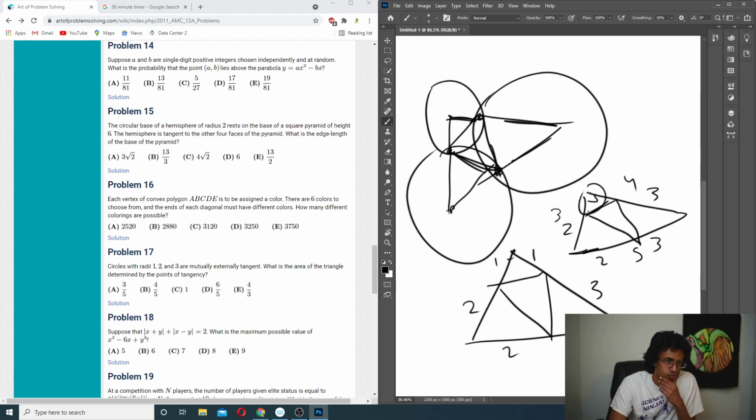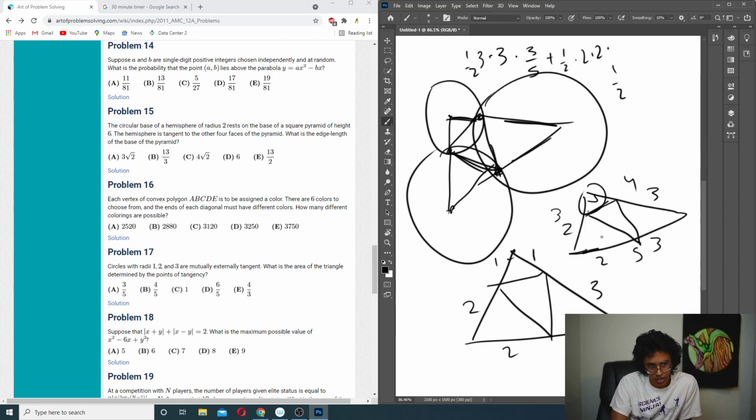So the area of this right triangle is clearly 1/2, right? Because 1 times 1 over 2. The area of this is 3 times 3 times 1/2 times sine of this angle, right? And that is just equal to 3 over 5 times 3 over 5 plus 1/2 times 2 times 2 times sine of this angle, which is 4 over 5 plus 1/2, and that is the area of the outer triangle.